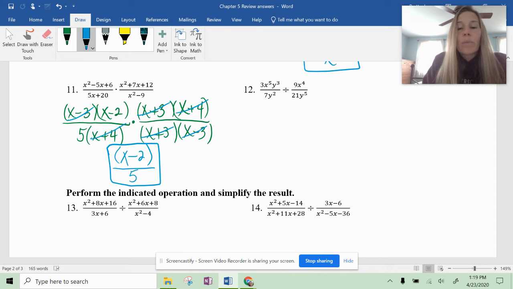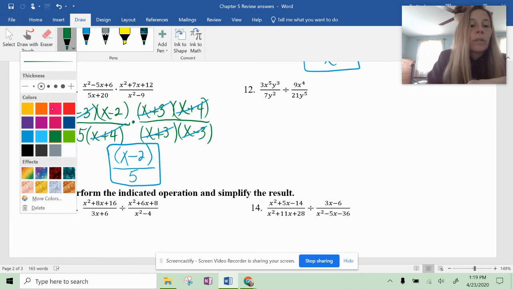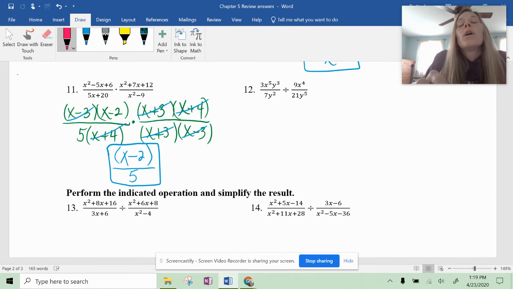Now, the next three problems are going to be division, and the only thing that's different with the division is that you have to leave the first fraction, change that sign to multiplication, and then flip that second fraction, and then you do everything the same. So for this one, I'm going to recopy it first.